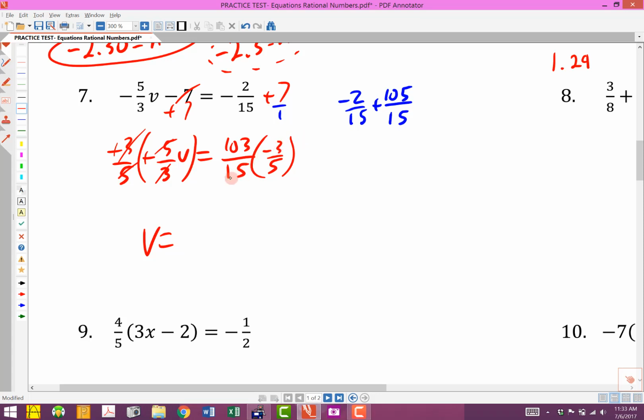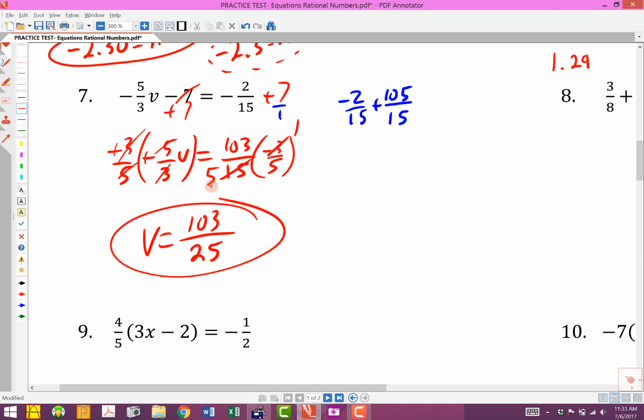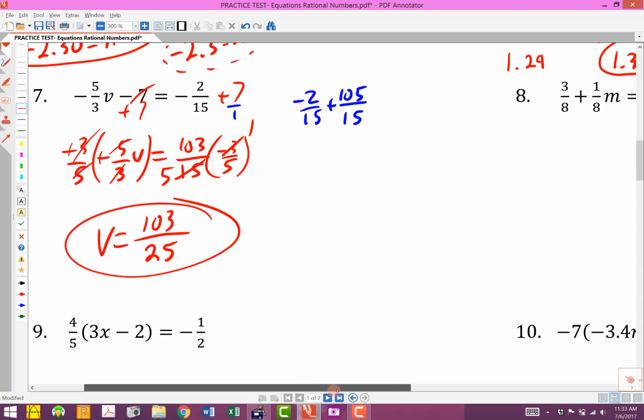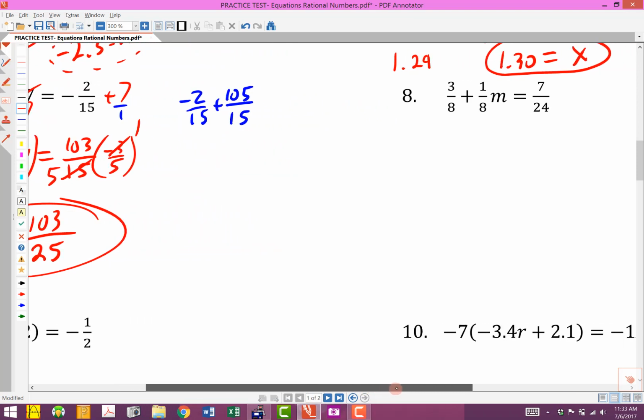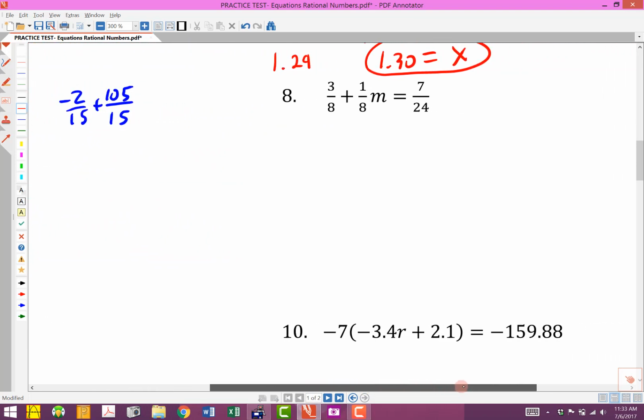Let's see, I've got a 3 and a 15, so 3 would go in here once, 3 would go in here 5 times. And then 103, that doesn't have anything in common, no common factors with either of the 5's down here. So that's going to be 103 times 1 on the top and 5 times 5 on the bottom, so that's going to be 25. And again, we're going to leave it like that. We're going to leave it in improper form. We've reduced it, but we're going to leave it improper.